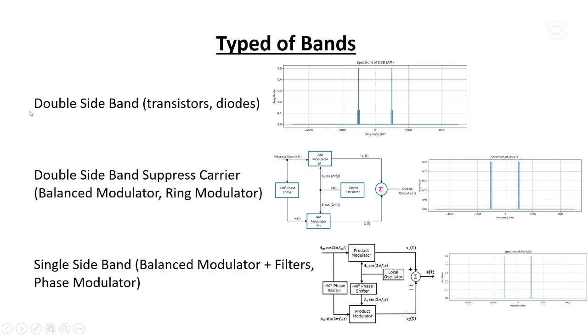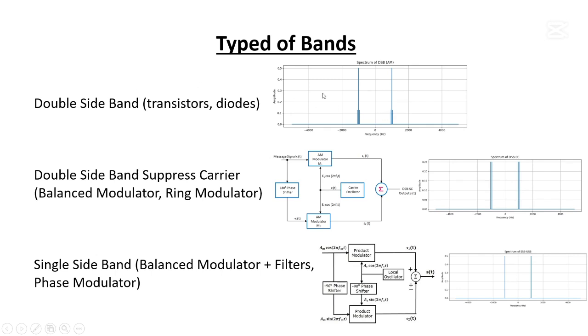Now I'm talking about the real world, how you can make this. You can produce a double sideband, in which we have a carrier signal, the upper sideband and the lower sideband.